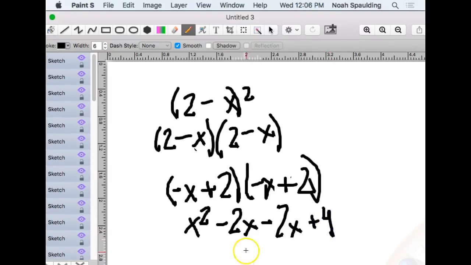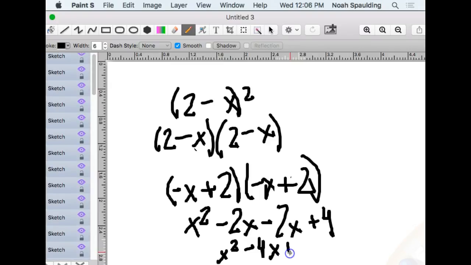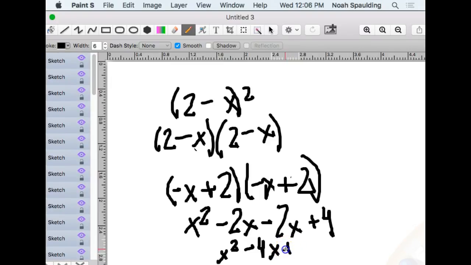All right, we combine the like terms in the middle. So that's negative 2x minus 2x, which is negative 4x. And that's plus 4. Okay, there you go.